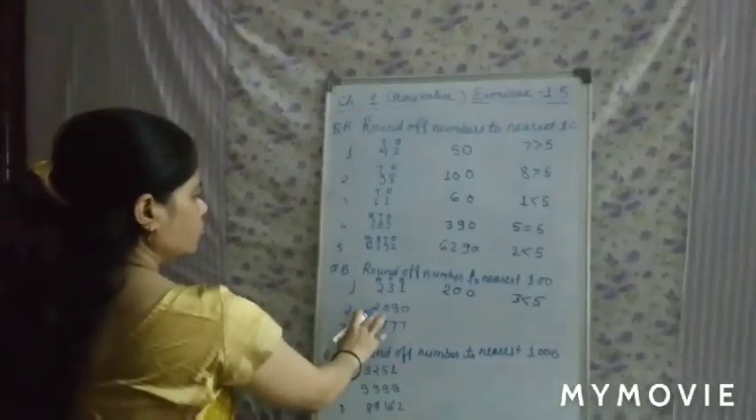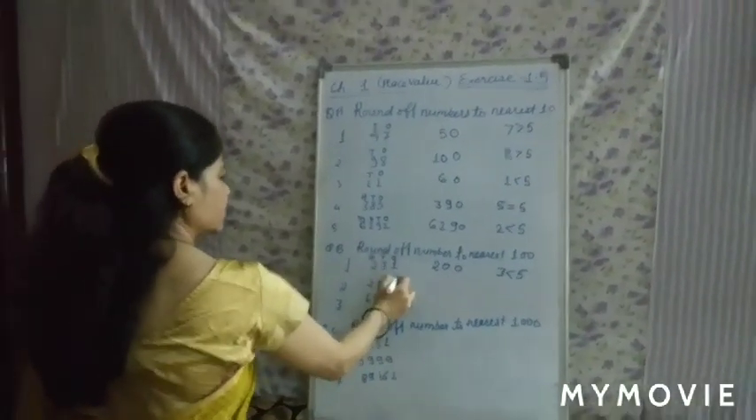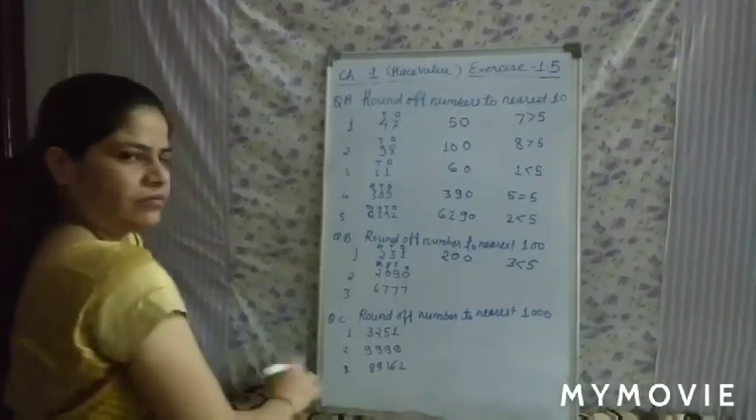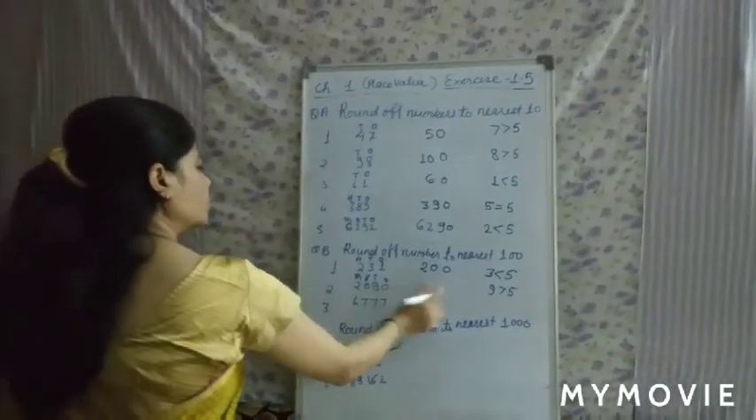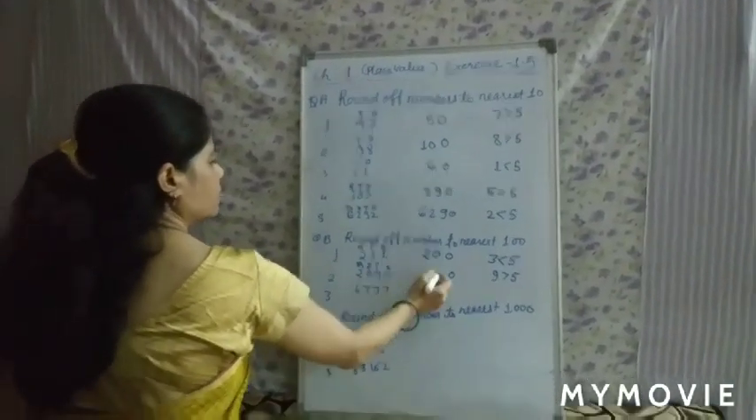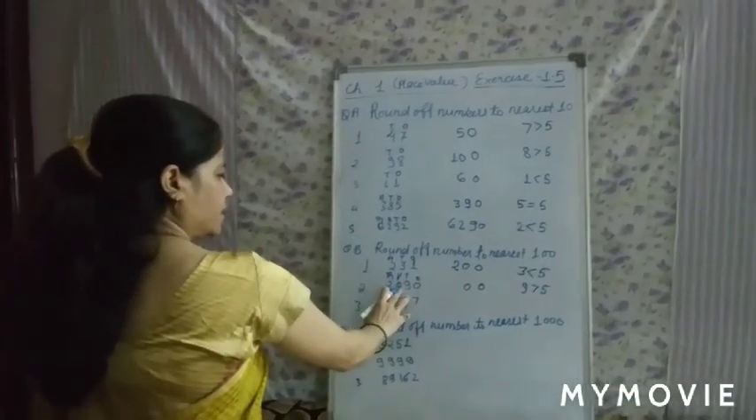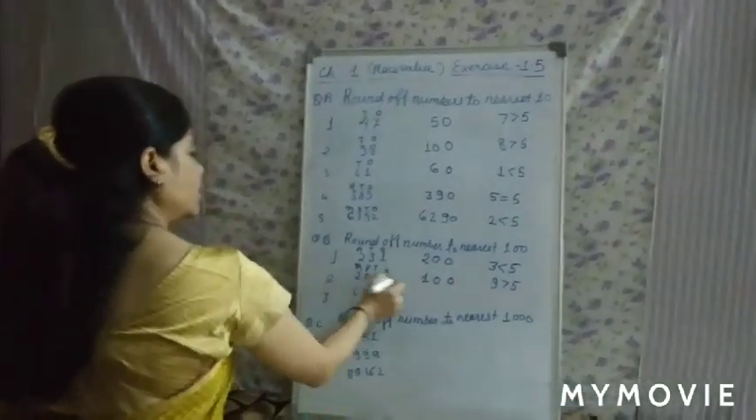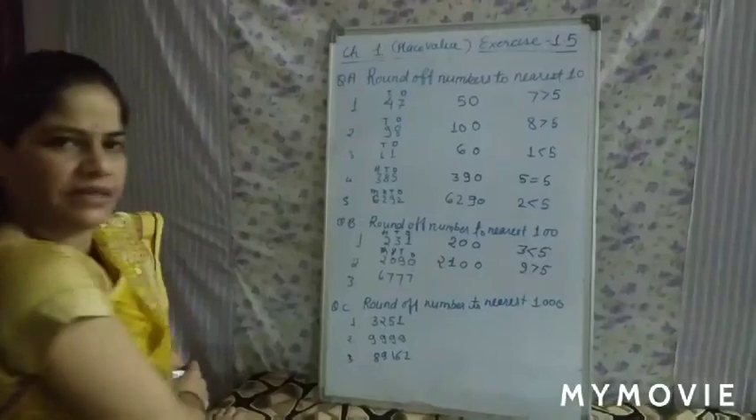Now the next is 2090. See here on the tens place, here is 9. 9 is greater than 5. So put 0 on the ones place, put 0 on the tens place. Now you have to change the digit on the 100 place. Here is 0. The next digit of 0 will be 1. So write 1 here and 2 as it is. Means the answer will be 2100.